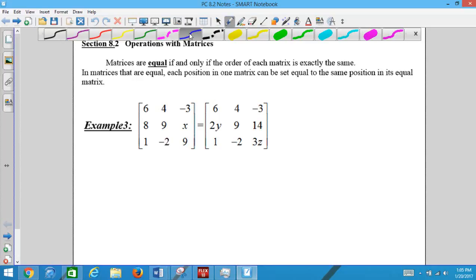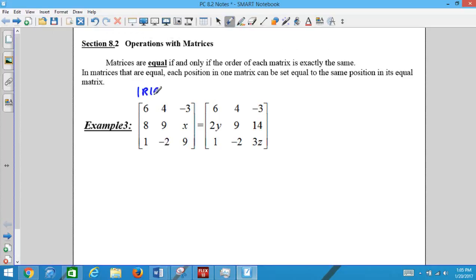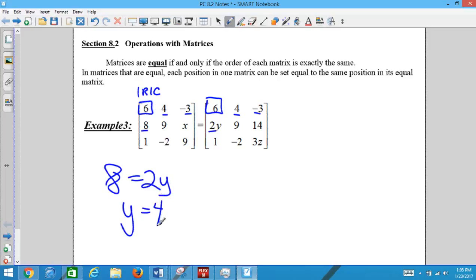If you look at first row, first column, you get 6. That says 1R, 1C. If you look over here, first row, first column, 6. They're equal. 4 equals 4. Negative 3 equals negative 3. 8 equals 2y. So y is 4.